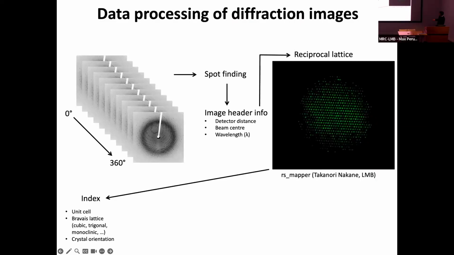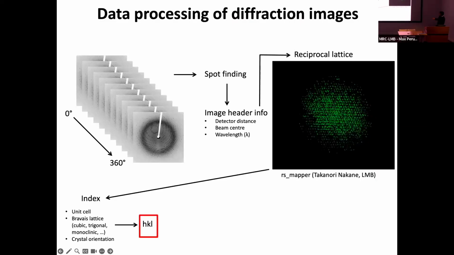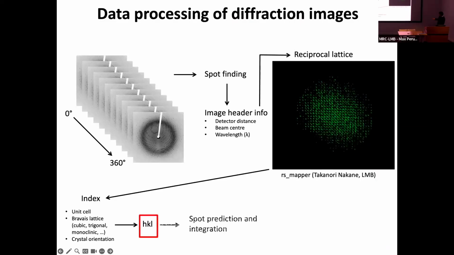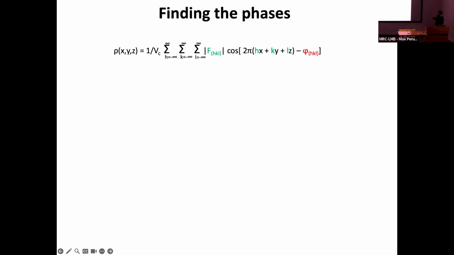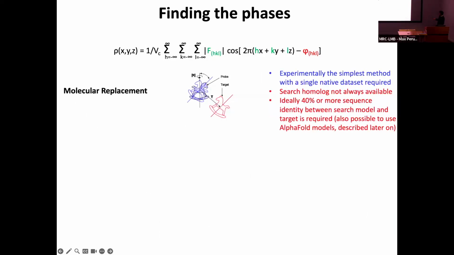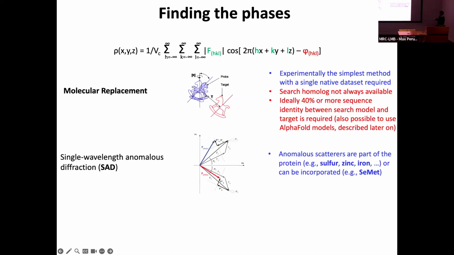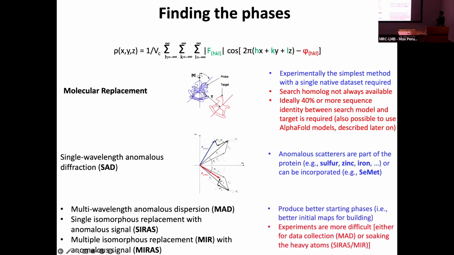So once you've done the indexing, you can go back and measure the intensity of your spots, because you can predict where your spots are going to be. And then if you take the square root of your intensity, you're going to have the amplitude. So now you've got the amplitude and the Miller indices; all you're missing is the phases. To get the phases, there are different methods. Molecular replacement today is one of the most popular, thanks to molecular replacement models coming from AlphaFold. There's no other way to find the ab initio phases, but that's all I'm going to say about this.